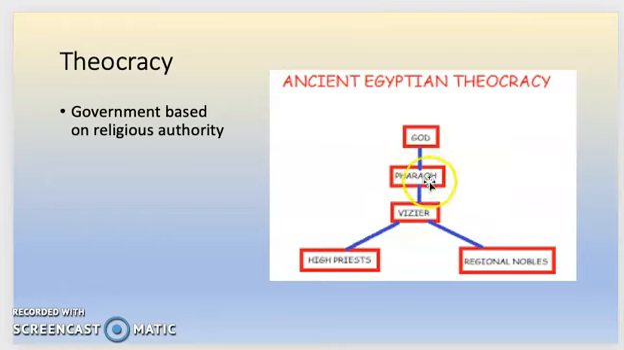Below the pharaoh came a vizier, and that was someone who was just an administrator. Below that we have the high priests and regional nobles. That kind of shows the flow of power in ancient Egyptian theocracy. But it's based on religion. That's the key. It's a government based on religion. Where God has the most power, then the pharaoh is a representative of God on earth, and then the power just spreads down, but it's all based on religion.